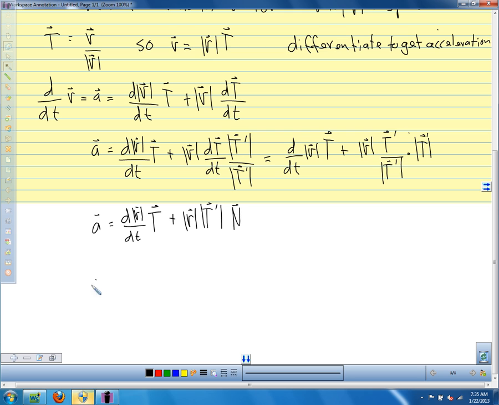And from this we say that the acceleration, finally, is a sub t times our unit tangent vector plus a sub n times our unit normal vector, where a sub t, our tangential component of acceleration, is the derivative of our speed with respect to time, just like we would expect. And a sub n is the speed times the magnitude of T prime.